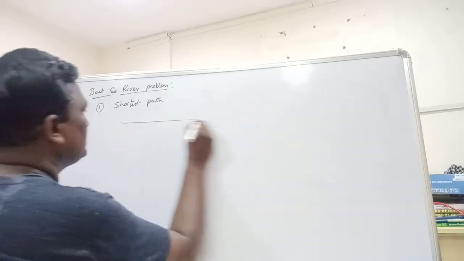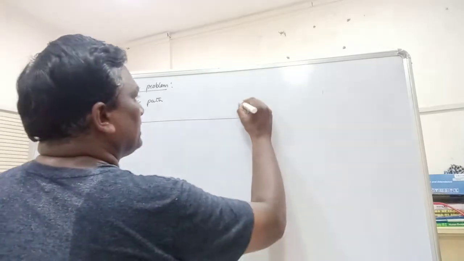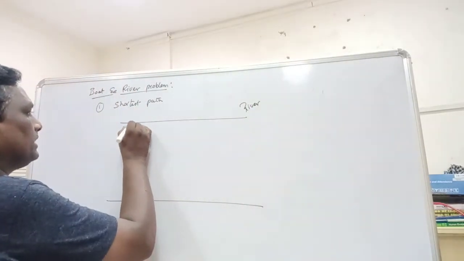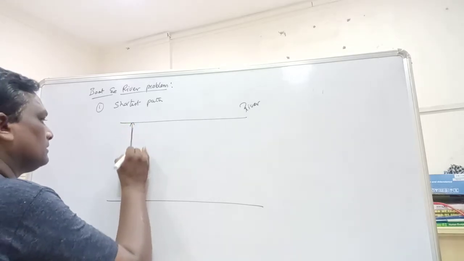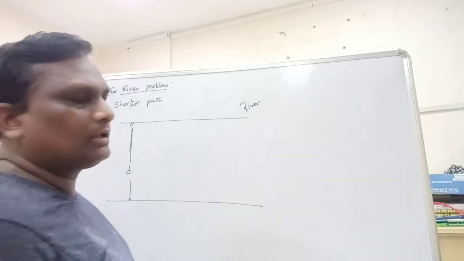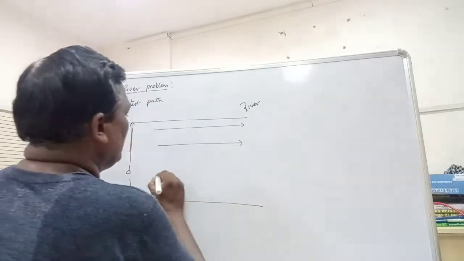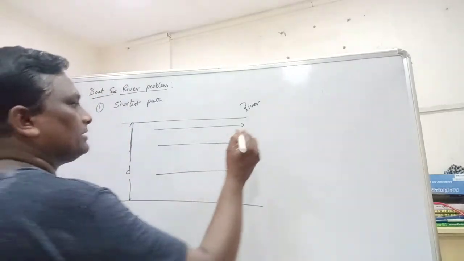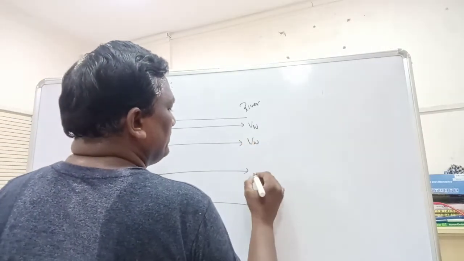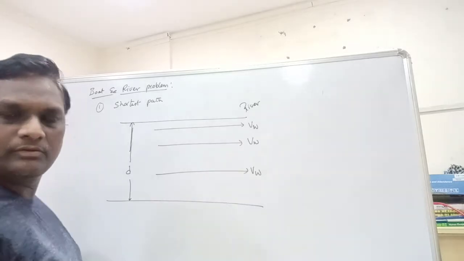Be careful. So this is the river. Assume the width of the river is D. Now, the river is flowing in this direction, from left to right. So this is the river direction, or V water. I am taking V water. The river is flowing in this direction.